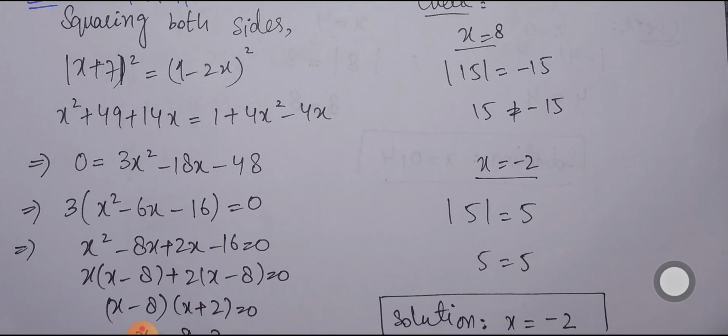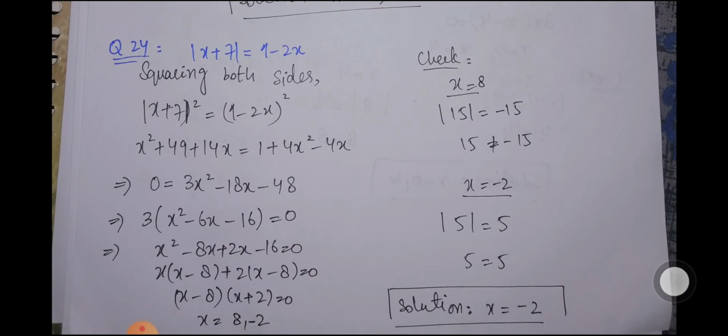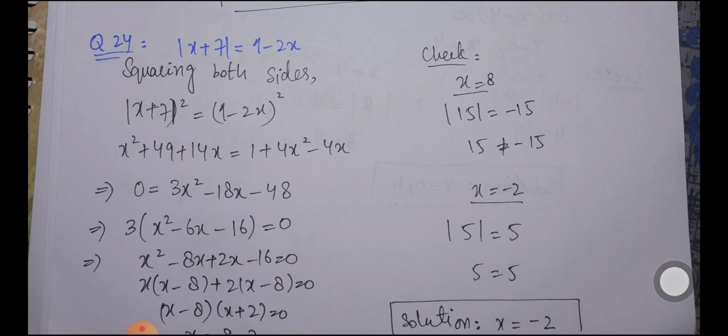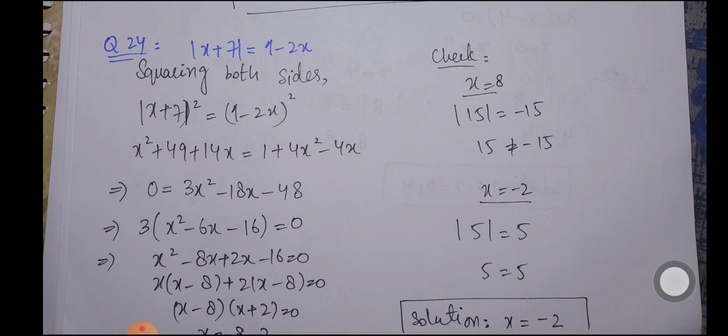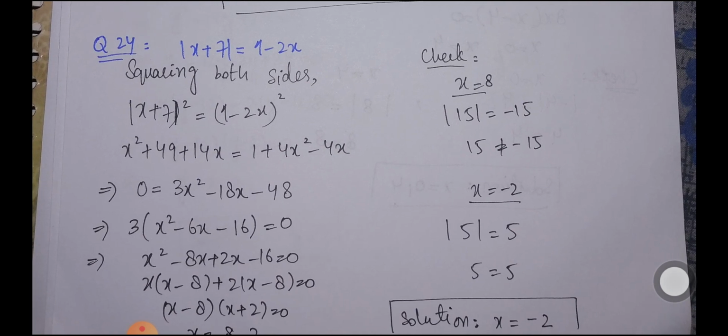And when I'm going to check it for the original equation, x is equal to 8 is not satisfying the equation because one side is positive 15 and the other side is negative 15, which are two different numbers. So x is equal to 8 is not a solution, but x is equal to minus 2 is going to satisfy the equation. That's why x is equal to minus 2 is the only solution for the given equation.